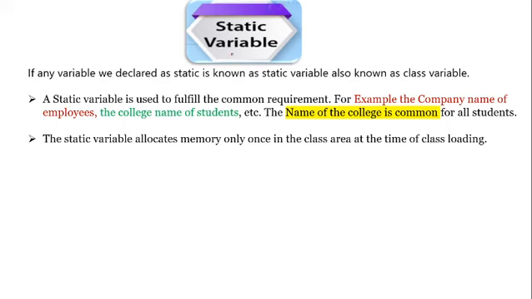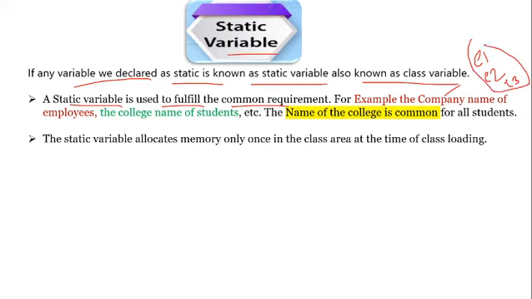Let's see. If any variable we declare as static, it is known as a static variable, also known as a class variable. A static variable is used to fulfill a common requirement. For example, the company name. In this company, many employees will work: employee E1, employee E2, employee E3.